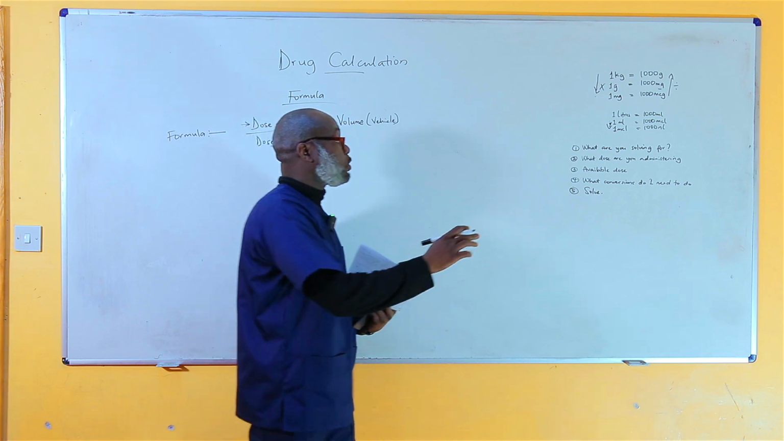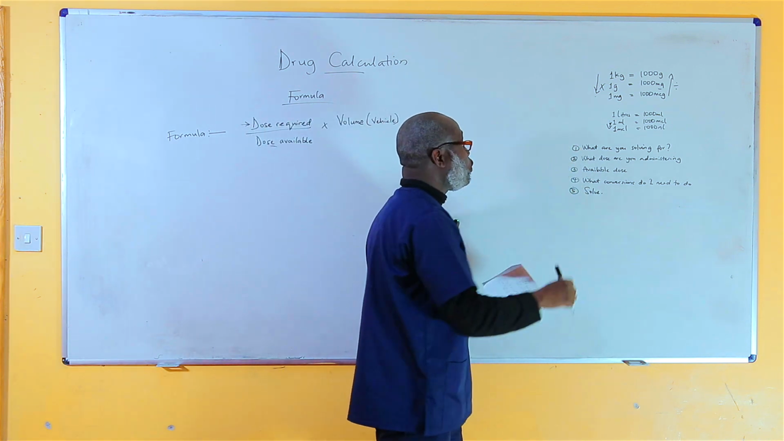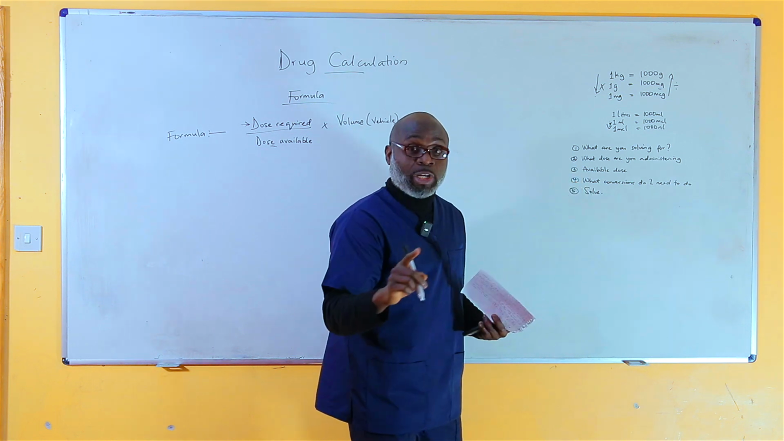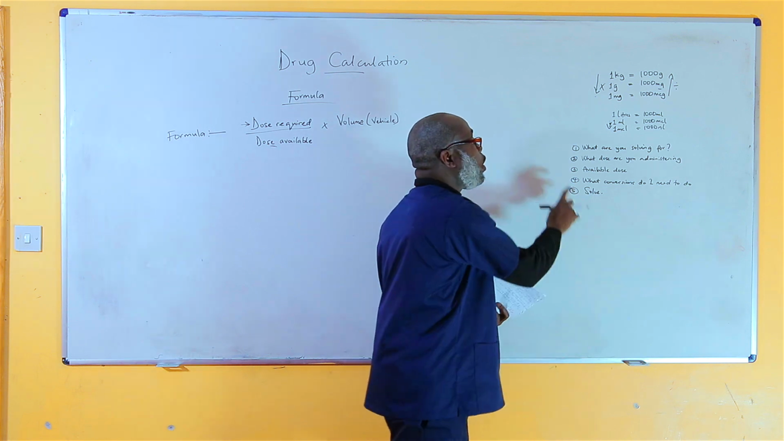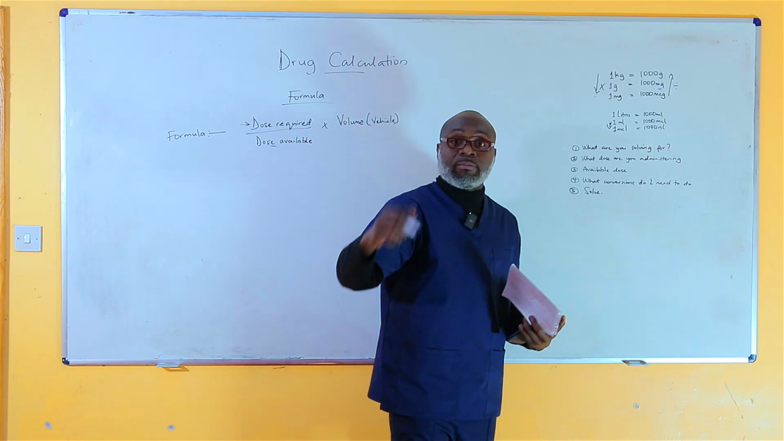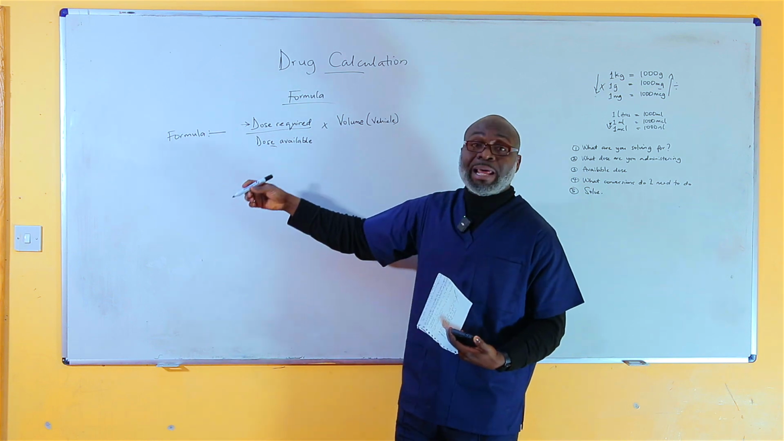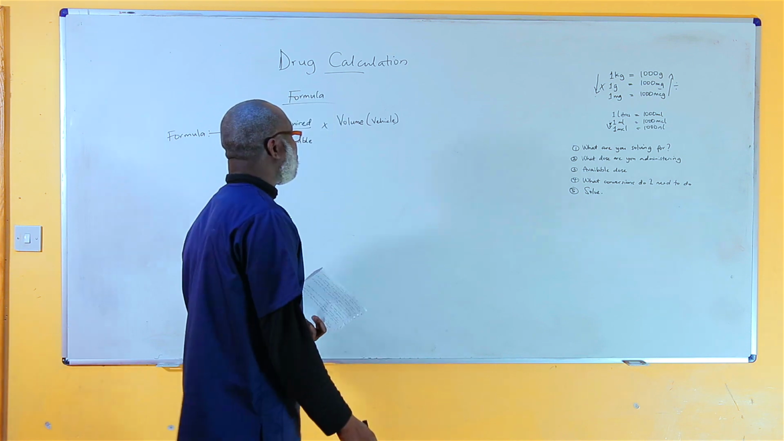Number 5, just solve. So what are you looking for? Number 1. Number 2, what dose are you administering? Number 3, what is the available dose? Then number 4, what conversion do I need to do? Then number 5, just solve, using either the formula method or the mathematical method that I'm going to teach.